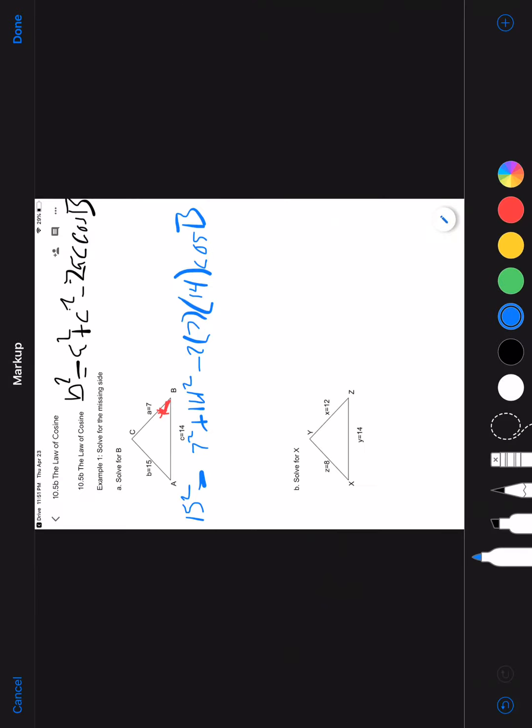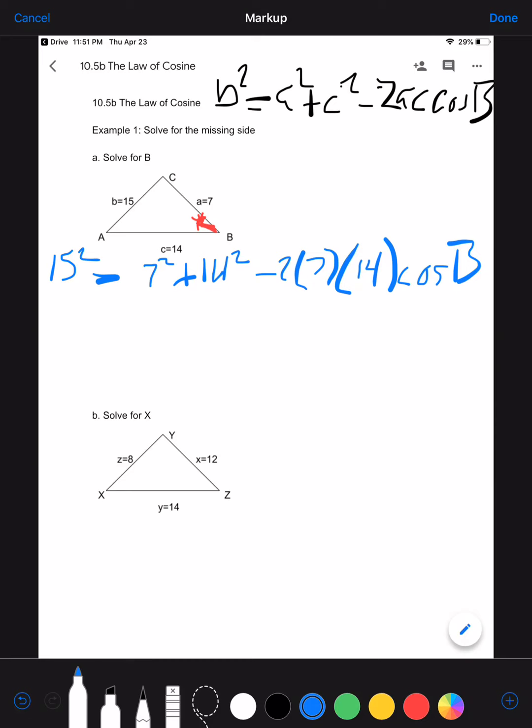So we're going to flip my screen back around. First thing we're going to do is 15 squared. So 15 squared equals 225. So 225 is equal to, and then we're going to do 7 squared plus 14 squared. And you can just type that in. 7 squared plus 14 squared equals 245, minus, and then we're going to multiply those three numbers. So 2 times 7 times 14 gives us 196. And then we're going to leave our cosine B.